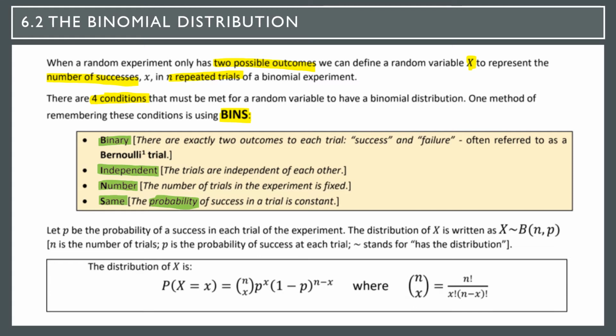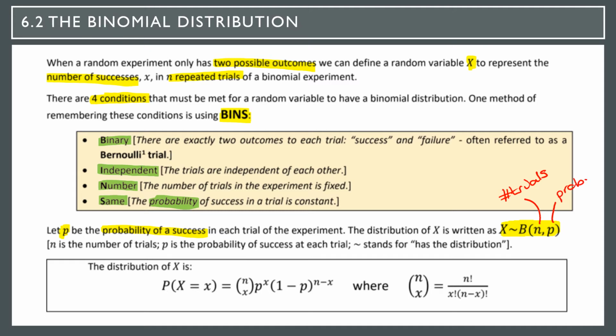Once we have checked our random variable meets the 4 required conditions to be modelled by the binomial distribution, we can let p be the probability of success in each trial of the experiment. Again, if we go back to our example of tossing a fair coin 20 times, if we are considering success to be landing on a head, then the probability of success p in this case is 0.5. The distribution of x is then written as x follows a binomial distribution with parameters n and p, where n is the number of trials and p is our probability of success.